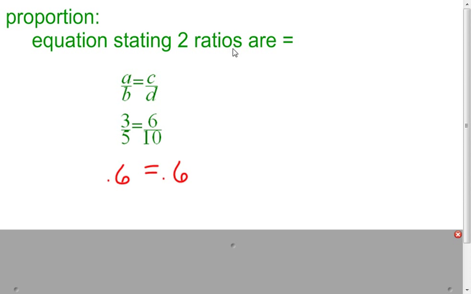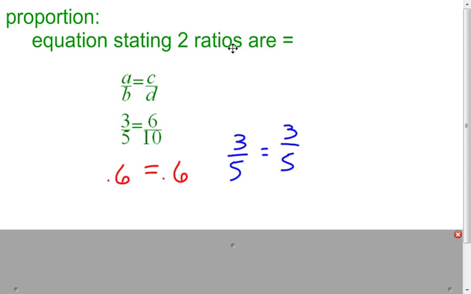Another way to do it would be, well, let's simplify them. If I simplify 3/5, there's really nothing to do. It's still 3/5. But if I take 6/10, I can simplify that. They're both divisible by 2. If I divide 6 by 2, I get 3. If I divide 10 by 2, it's 5. It's really easy to see that these two ratios are equal.